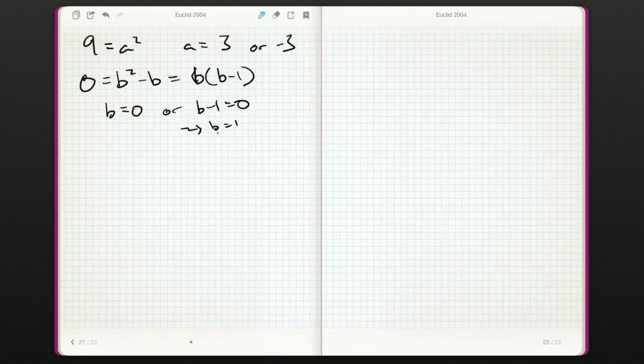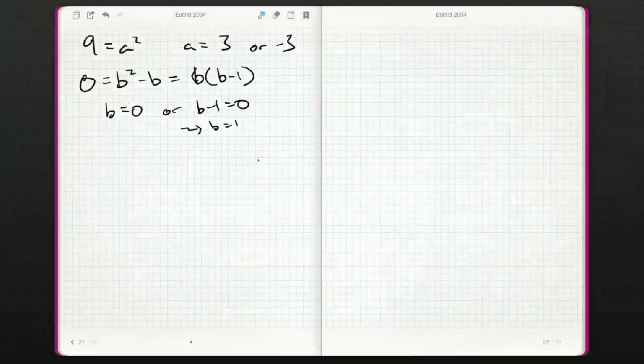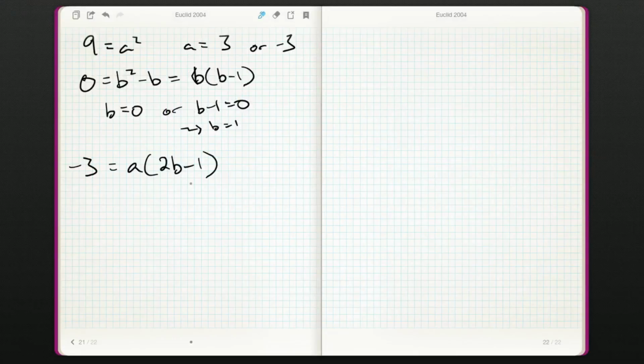So we have a bunch of possibilities, and we wanted what? Ordered pairs. Okay, we want ordered pairs A, B that satisfy the relationship. So we have candidates right now. We have 3, 0, negative 3, 0. We have 3, 1, negative 3, 1. But I'm betting this middle condition, this negative 3 equals a(2b minus 1), is actually going to affect what we could possibly have here.